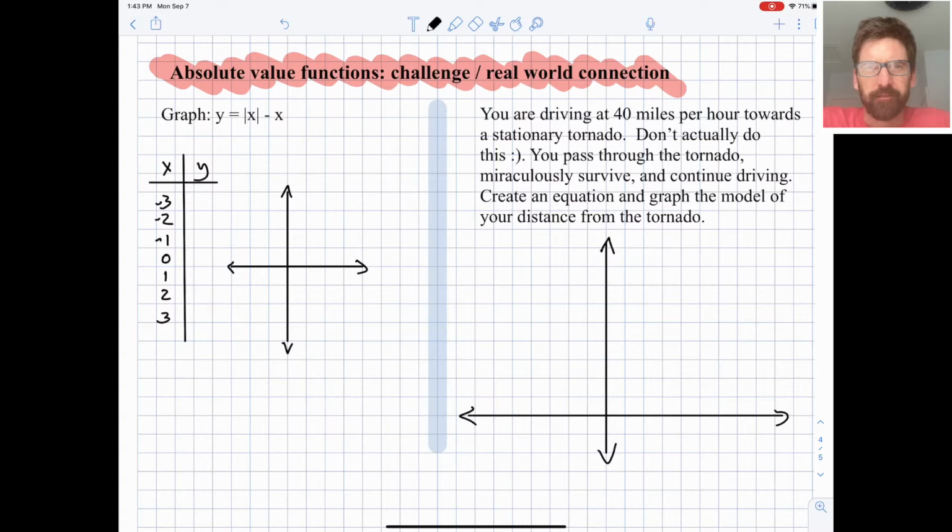All right, this is a challenge in a real-world connection problem on absolute value functions. I encourage you to pause this video and try these on your own and then check back in and see how you did. All right, let's do this one on the left first.